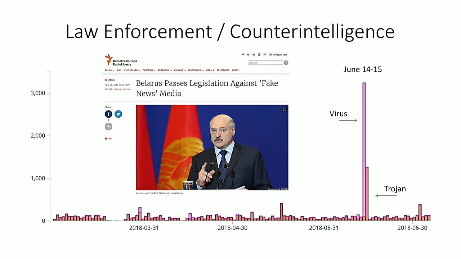So a whole lot of what I'm seeing in terms of detects can be proactive or reactive, but they're hacker operations of a domestic sort, right? And I can't prove that, but I've got lots of data supporting that, and it's logical. So in this case, Belarus passed legislation against fake news. On the same day, you see a giant spike in virus and then Trojan detections.